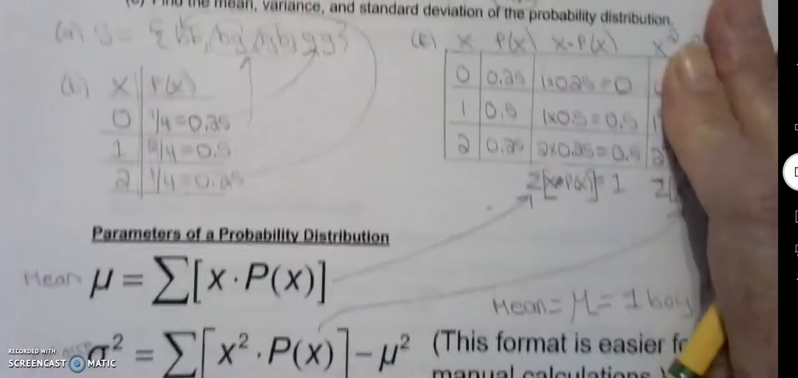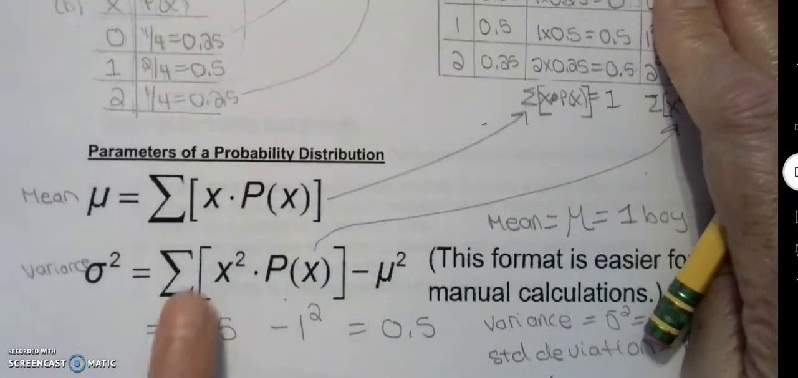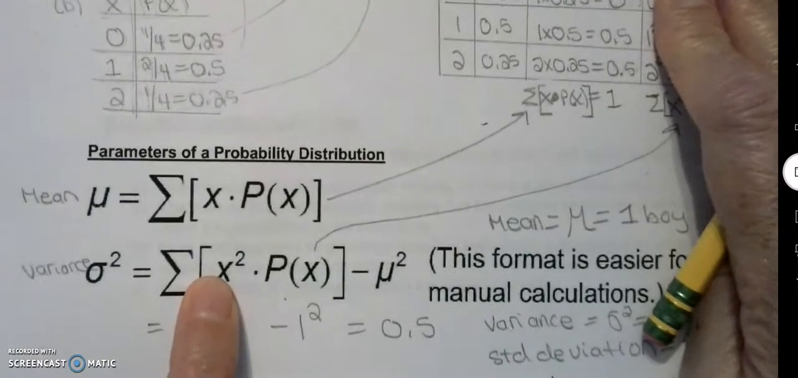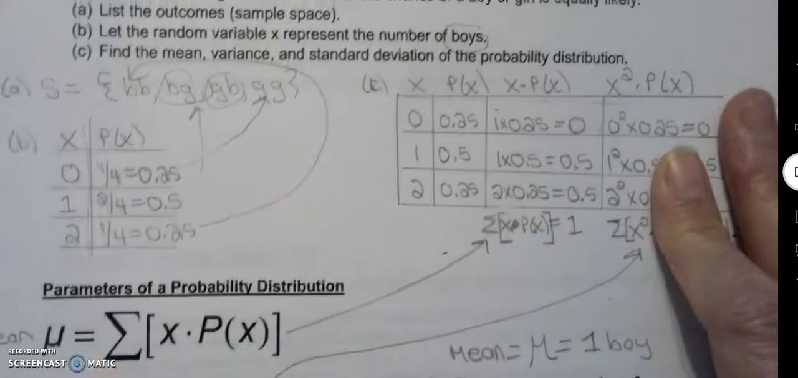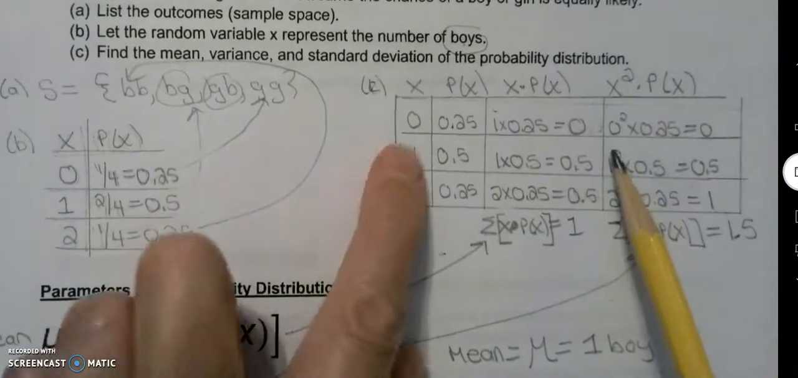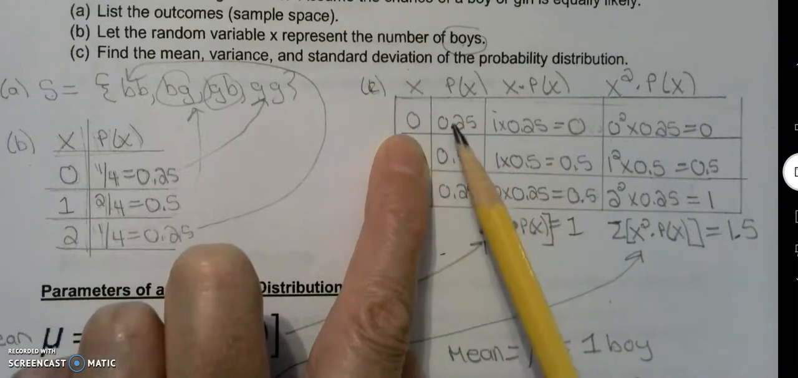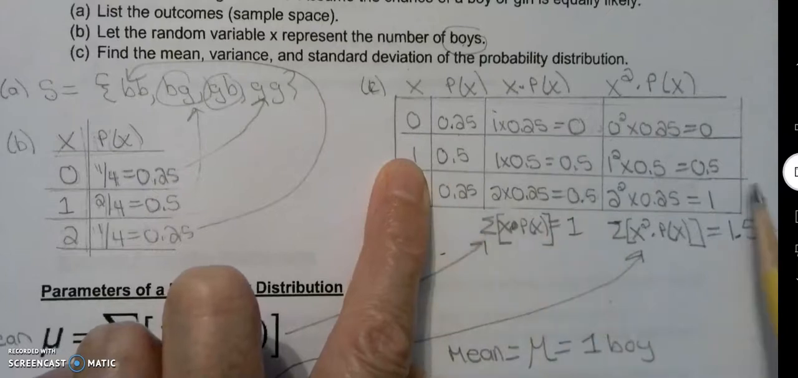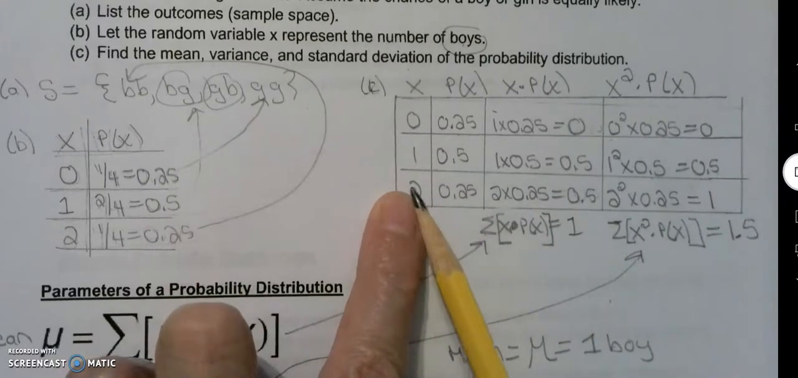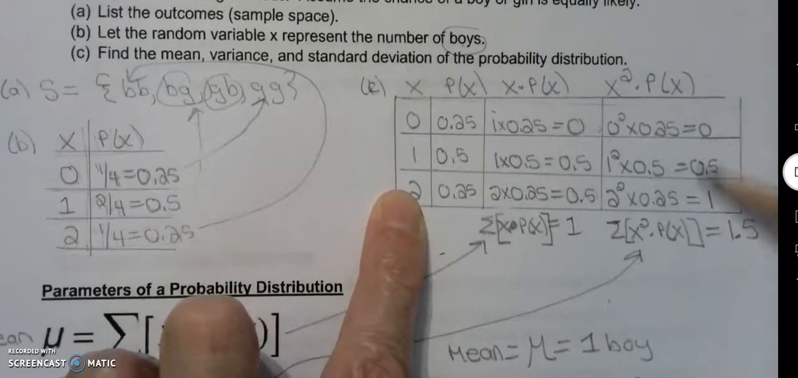Okay, to find the variance, there are actually 2 formulas in the PowerPoint. I chose the easier one. For this one, I'm going to find x squared times p of x, and I made that column right here. I'll come back to that formula. So I take my x, I square it, times p of x. This squared times this gives me 0. This squared times this gives me 0.5. 2 squared times 0.25 gives me 1. And now I'm going to add those up.